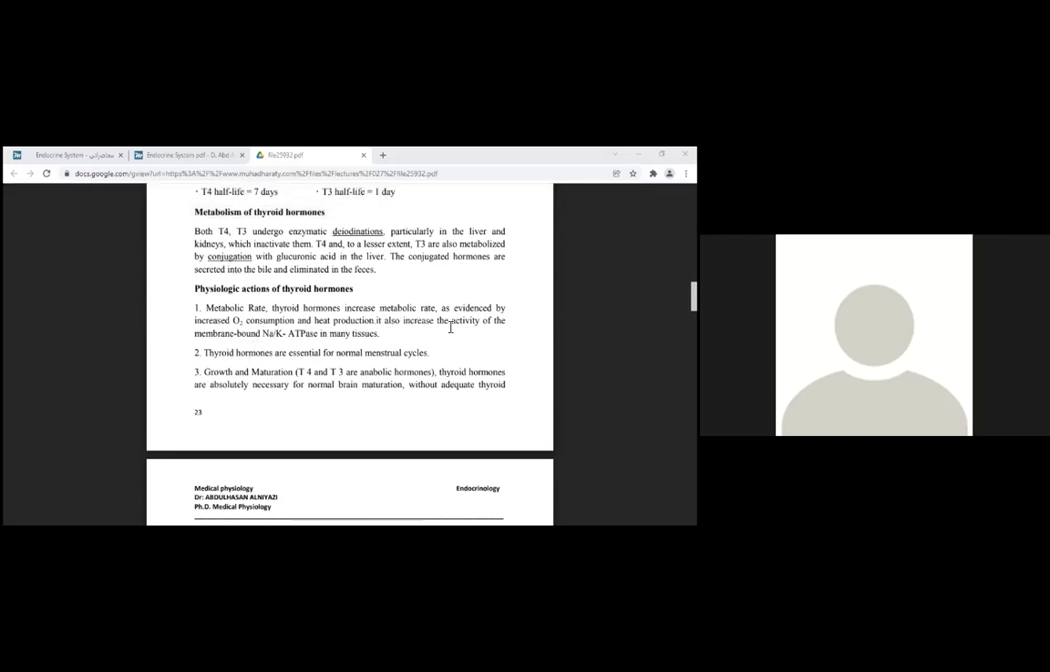Thyroid hormone increase the metabolic rate as evidenced by increased oxygen consumption and heat production. It also increases the activity of the membrane-bound sodium potassium ATPase in many tissue.